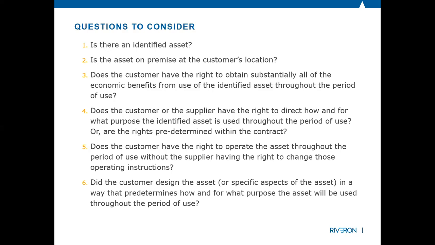Does the customer or the supplier have the right to direct how and for what purpose the identified asset is used throughout the period? Does the customer have the right to operate the asset through the period of use without the supplier having the right to change those operating instructions? That one is usually a pretty clear answer on control if the supplier really does not have any say in how you're going to use that asset. Did the customer design the asset or specific aspects of the asset in a way that predetermines how and for what purpose the asset will be used?